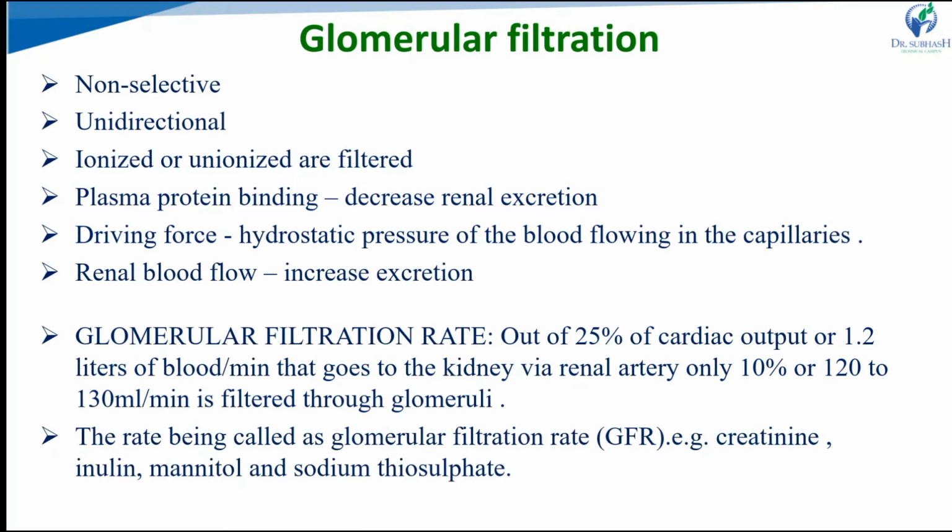The rate at which the kidney filters the blood is called the glomerular filtration rate. Some biomarkers used to find the GFR are creatinine and inulin, which are mostly used, and also mannitol and sodium thiosulfate. Creatinine is an endogenous substance, inulin is exogenous. Both are used as biomarkers because they do not undergo active secretion or active tubular reabsorption, so we can find the glomerular filtration directly with these biomarkers.